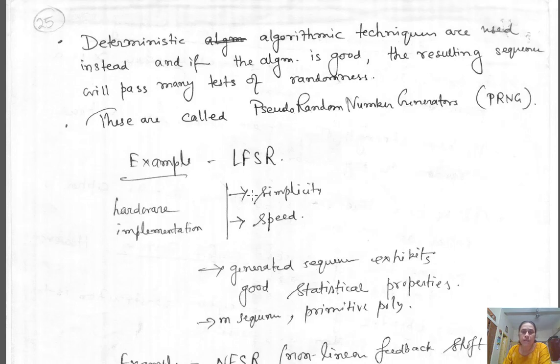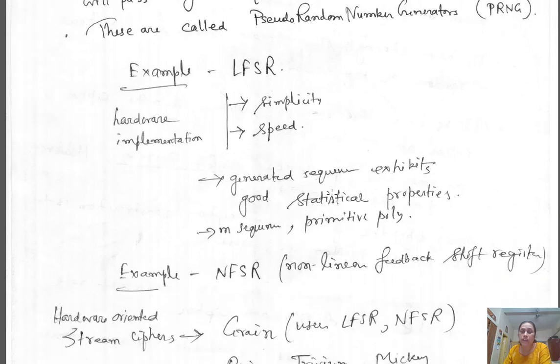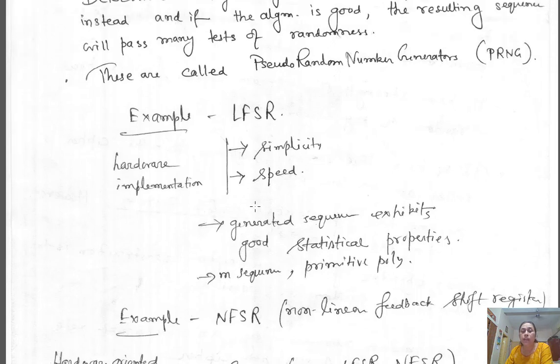This is very fast and very simple. We have already seen that it is very simple and very efficient. It has a hardware implementation, and the generated sequence exhibits good statistical properties. If you take maximum length LFSR, where you choose your connection polynomial to be a primitive polynomial, you get m-sequences, and those exhibit several good statistical properties. We are going to discuss those statistical properties next.